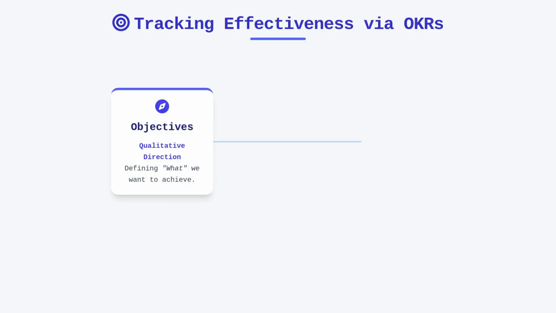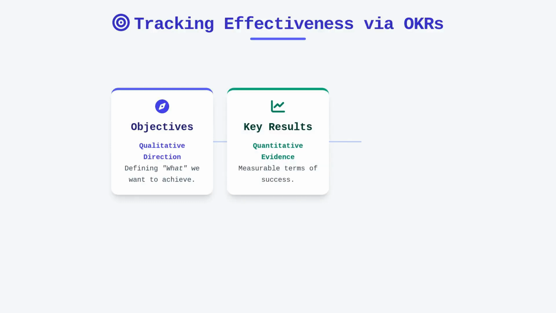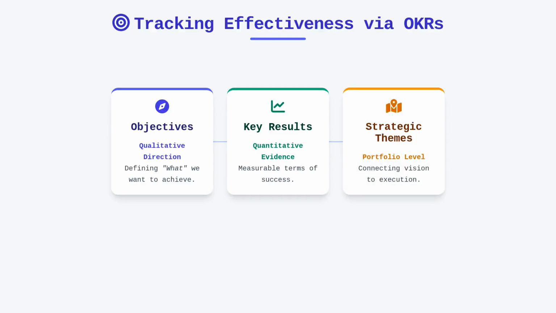To track the effectiveness of these themes, we adopt objectives and key results, or OKRs, as an instrument for transparency and focus. An objective sets the qualitative direction, what we want to achieve, while the key results provide the quantitative evidence of reaching that goal. At the portfolio level, they force us to define what success actually looks like in measurable terms.